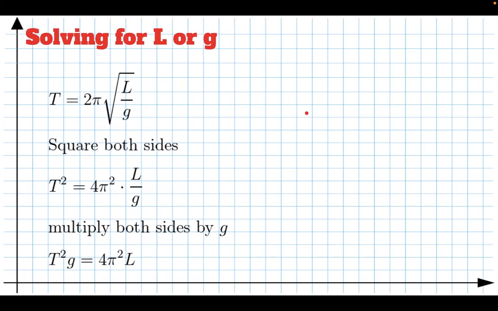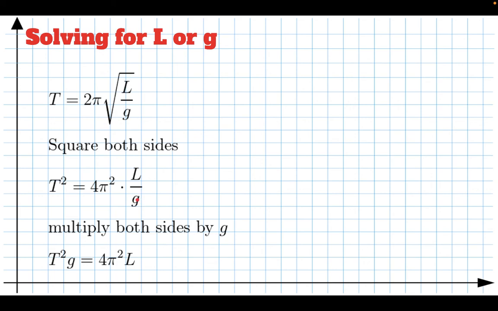One last thing, sometimes we have to solve this equation for g or for L, which are inside the radical. And so here's just a little bit of help getting there. If you square both sides of this equation, you're going to get T squared on the left side. So there's T squared. If you square 2, you're going to get 4. You square pi, you're going to get pi squared. And if you square a square root, you just get L over g.